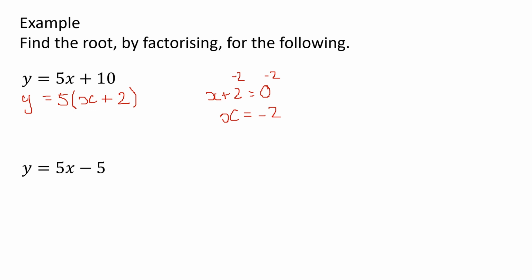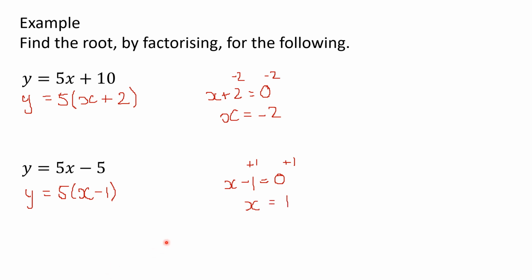So let's do another one. We've got y is equal to 5x minus 5. What factor can we take out from 5x and minus 5? Well, we can take out 5 again. What do we times 5 by to get 5x? It would be x. And what do we times 5 by to get minus 5? It would be minus 1. We'll take that extra step. So x minus 1 equals 0. I'm going to add 1 to both sides to get x as my subject. So x is equal to 1.